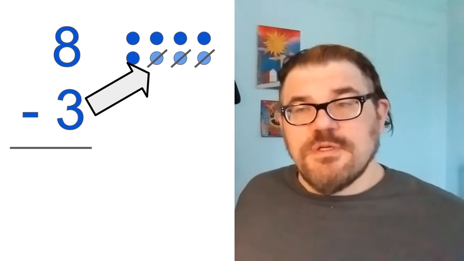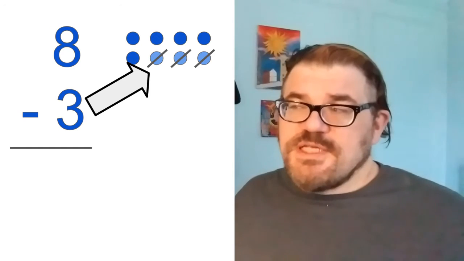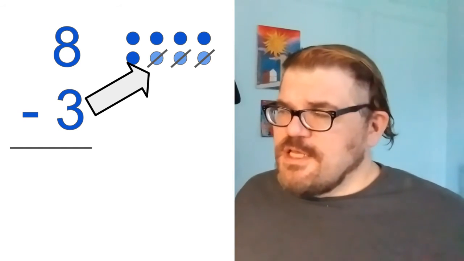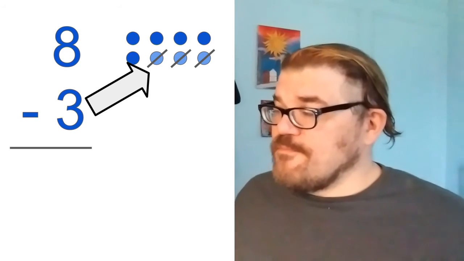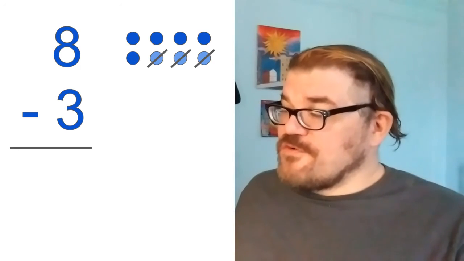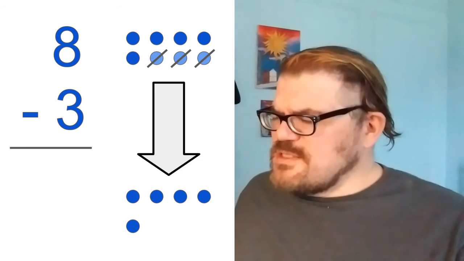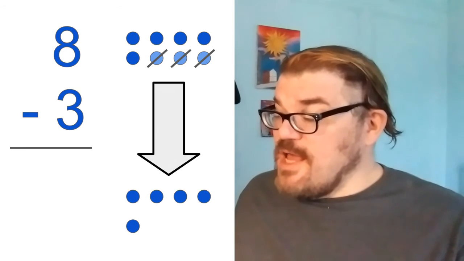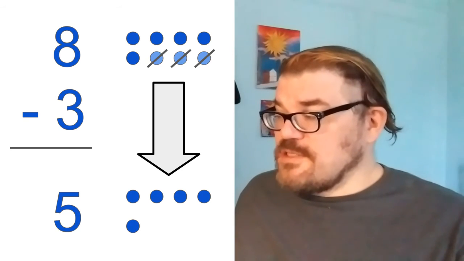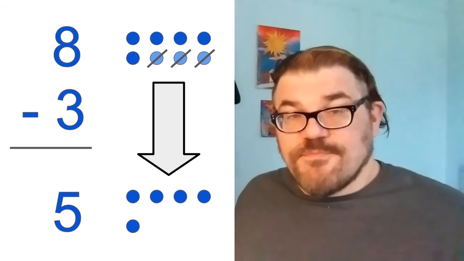You can cross them out. You can erase them. Crossing out is a little better because you can see how many you've crossed out. If you erase them, you might lose count of how many you've erased. Here we can go back and count 1, 2, 3. Now all the dots that are left after we've crossed out our 3, we're going to move that down here, and that's our answer. How many dots is that? 1, 2, 3, 4, 5. Boom. 5. That's our answer. 8 minus 3 equals 5.